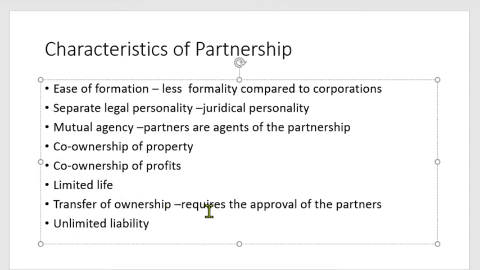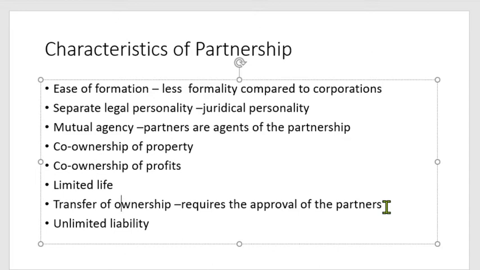Next, the transfer of ownership. It requires the approval of the partners. Anong sinasabing ownership dito? For example, the partner A dies. Anong mangyayari sa kanyang ownership? Pwede ba niyang i-transfer sa anak niya? We will discuss this more. But as a general rule, it will require the approval of the partners.